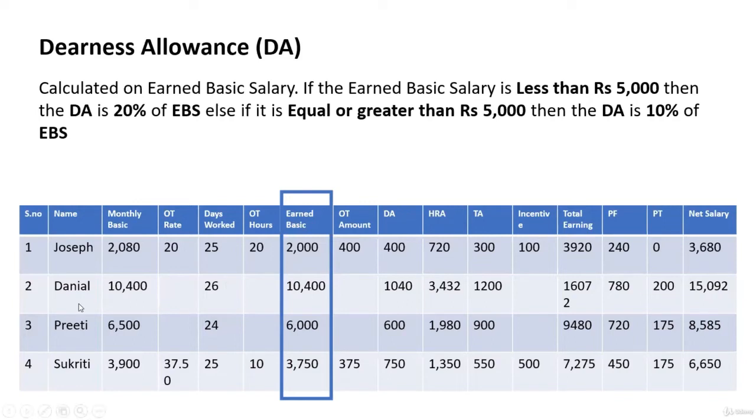So over here, if the salary is below 5,000 rupees, then the earned DA comes to 400 rupees. That is 20% of their earned basic salary. And if the earned basic salary is more than 5,000 rupees, then the DA is calculated as 10% of their earned basic salary. And likewise, we are calculating the DA amount for Preeti and Sukriti as well.